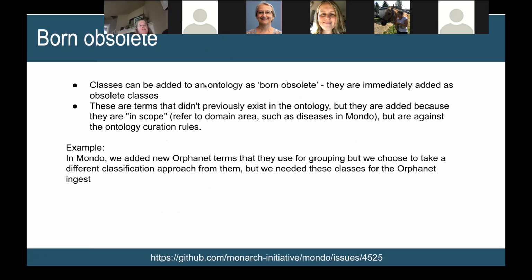And then another thing that we do, which is not very common practice, but just something to be aware of, is born obsolete. You can add new classes to an ontology that are considered to be in scope with the domain of the ontology, but they are against the inclusion criteria that you may have for your ontology. So you can add terms to your ontology as born obsolete, where they're immediately added as obsolete classes. I've never seen this happen in any ontology besides Mondo, but we had a use case in Mondo.